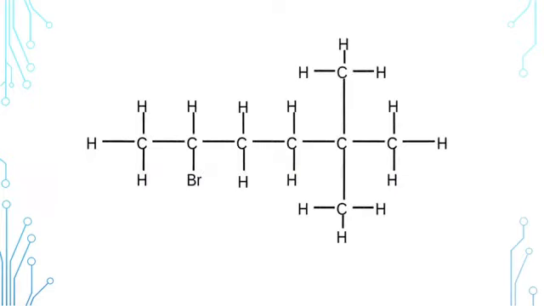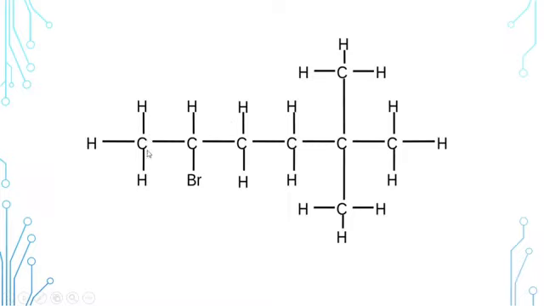Okay, so let's look at this one. With this one, we want to first identify the longest chain. How many carbons are there in the longest chain? This is 1, 2, 3, 4, 5, 6. So even if you turn from this side, it's still 6. And even from this side, it's still 6. So we have 6, that's hex. So this is hexane. But we have a situation here.